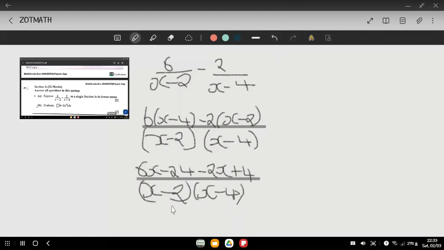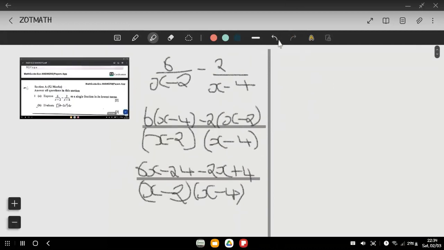And then after that, we are going to group the like terms, okay? You can see that 6x is a like term to negative 2x, and then negative 24 is a like term to positive 4 here, right? So let's just have a demarcation here and then continue our solution on the other side of this.